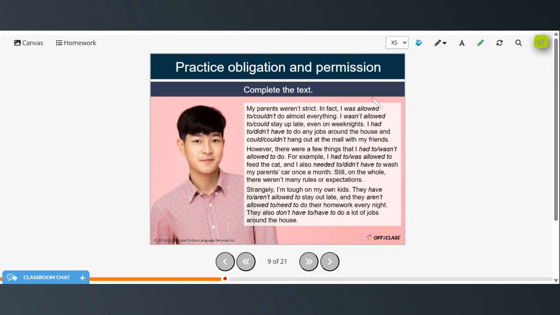Okay, so I was allowed to do almost anything. I could stay up late. I didn't have to do any jobs around the house, and I could hang out with my friends. However, there were a few things that I had to do. For example, I had to feed the cat, and I also needed to wash my parents' car once a month. Still, on the whole, there weren't many rules or expectations.